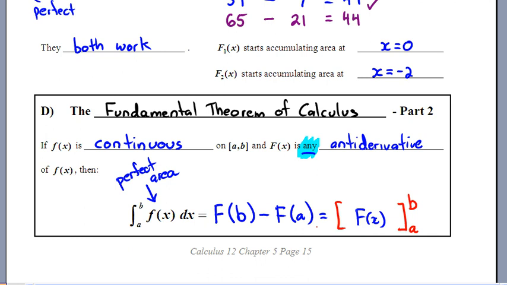So it's supposed to be super easy. Let's give it a try, just on the next page, and you can see how nice it is to find these perfect areas under a curve.